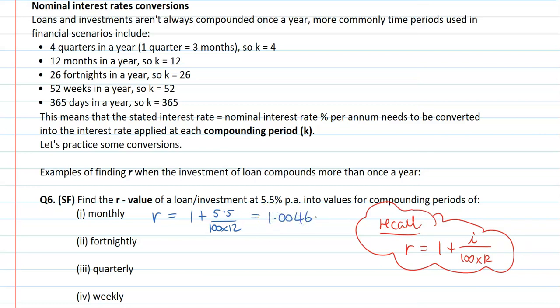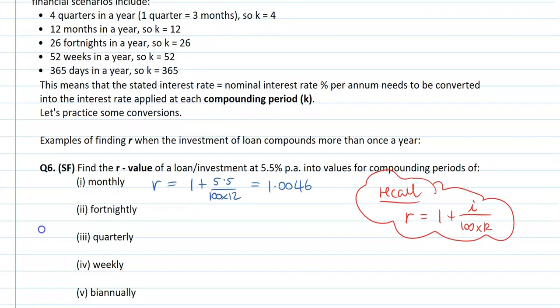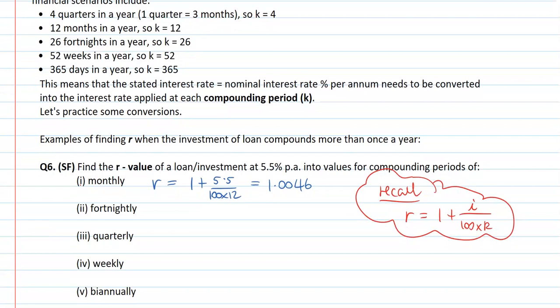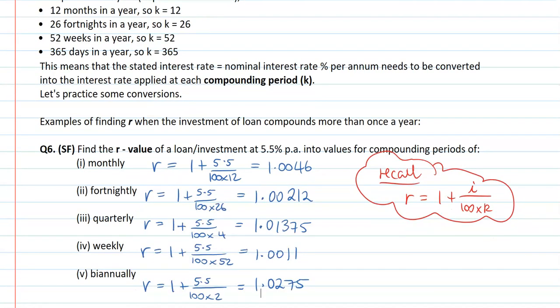Okay, press pause, have a go at converting the fortnightly, quarterly, weekly, and biannually R values. Okay, so that's what I got for my R values. Hopefully you went okay. And what we're going to move on to next is some more examples that are inclusive of different compounding periods.